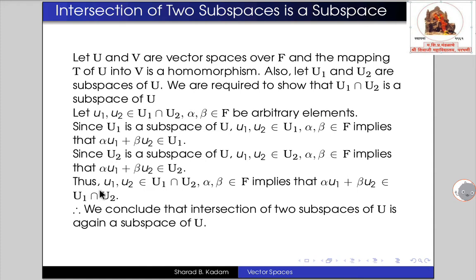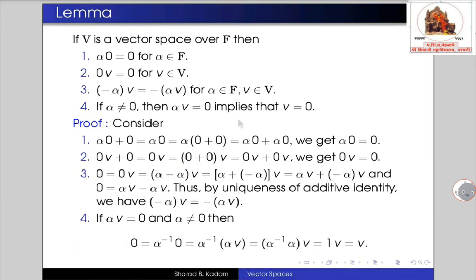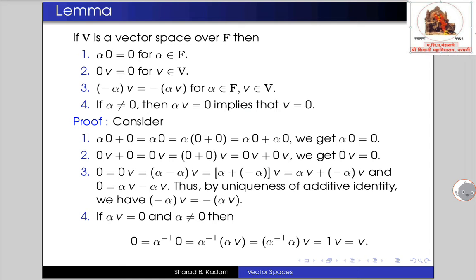So we have shown that if U1 and U2 are in the intersection of U1 and U2, and if alpha, beta are scalars in the field F, then alpha U1 plus beta U2 belongs to the set U1 intersection U2. That means we have shown that intersection of two subspaces U1 and U2 is also a subspace. Next, we will prove one lemma.